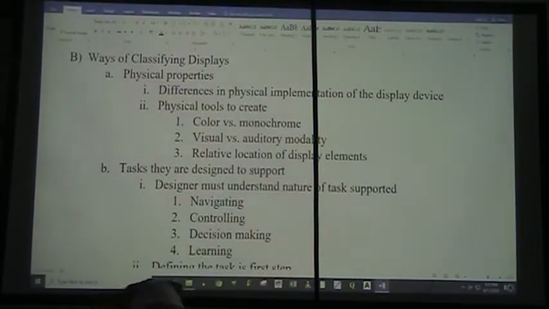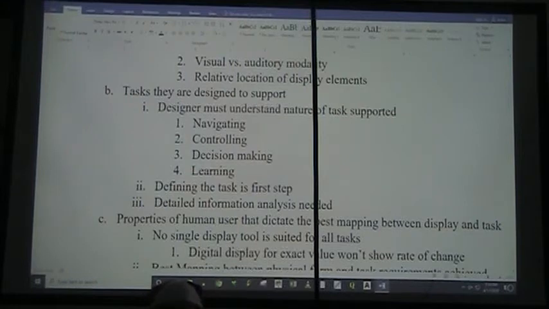When we create a display, we have to think about, are we going to use color versus monochrome, in other words, shades of gray? Visual versus an auditory modality? And what is the relative location of our display elements? If they're visual elements, obviously they have to be put where they will be perceived, where auditory modalities are going to allow a 360 apprehension. So physical properties is one way that we talk about displays. Another is the tasks that they are designed to support.